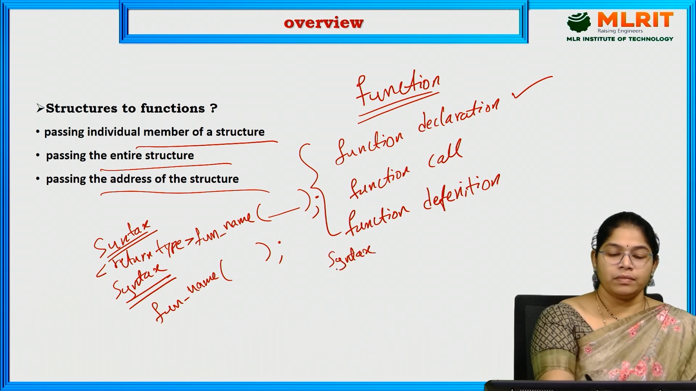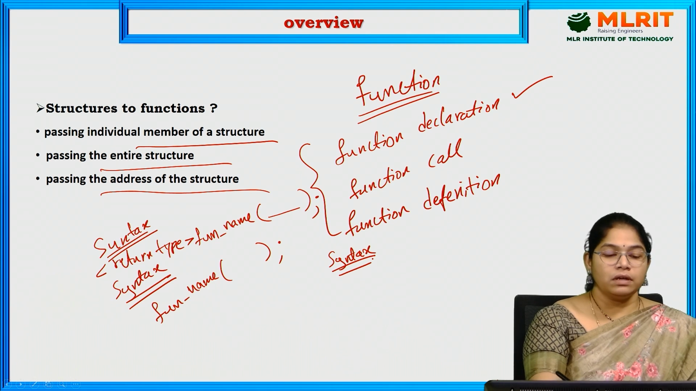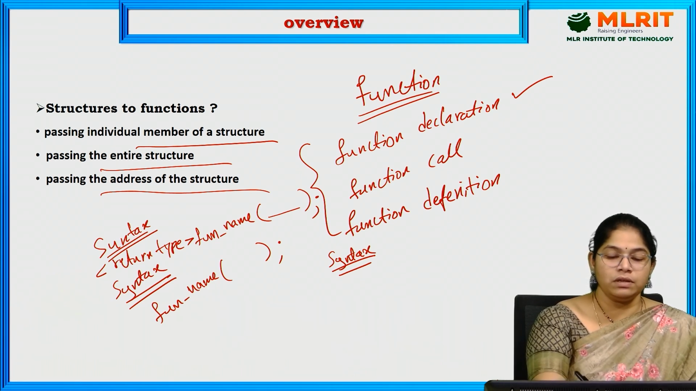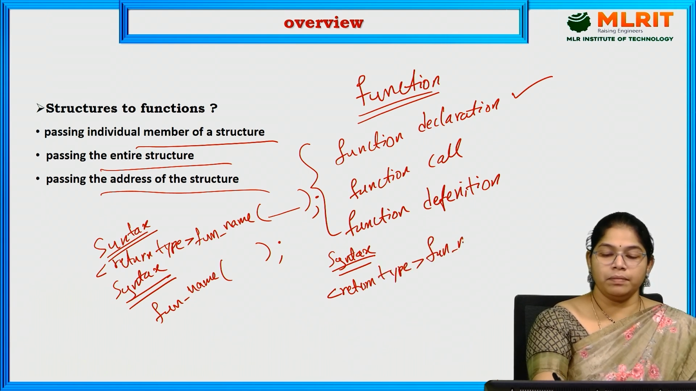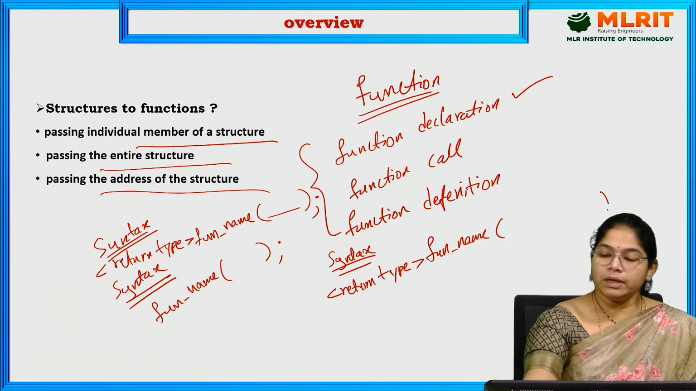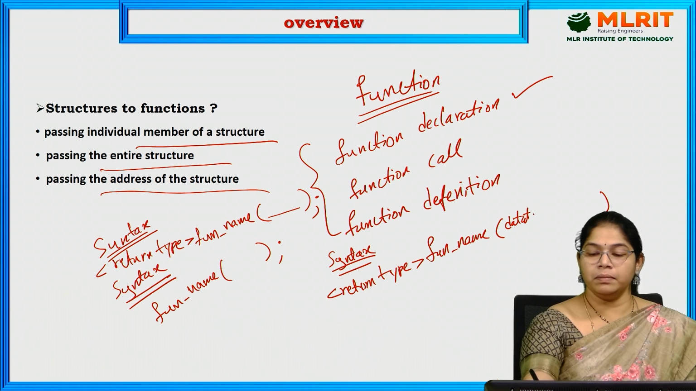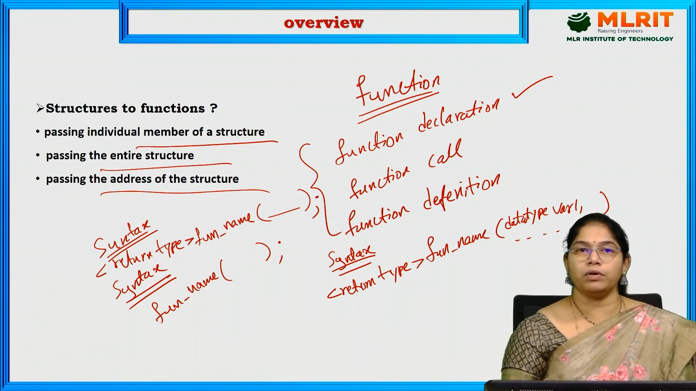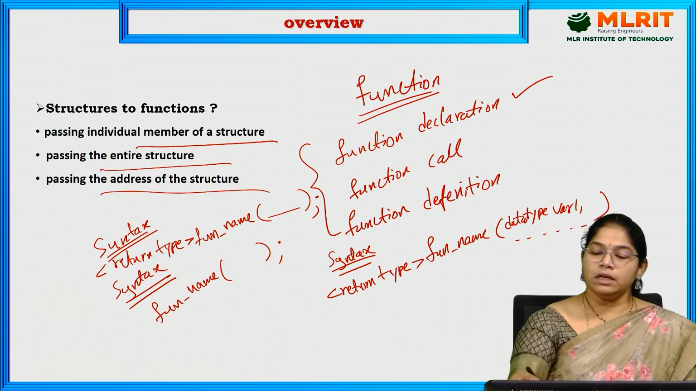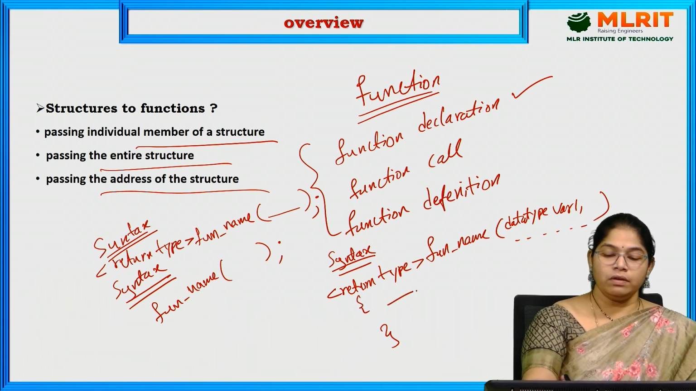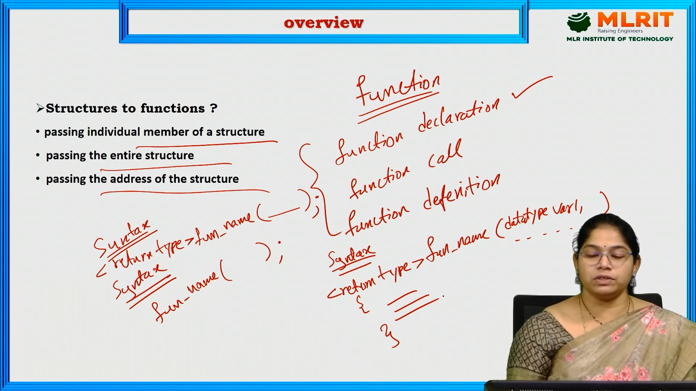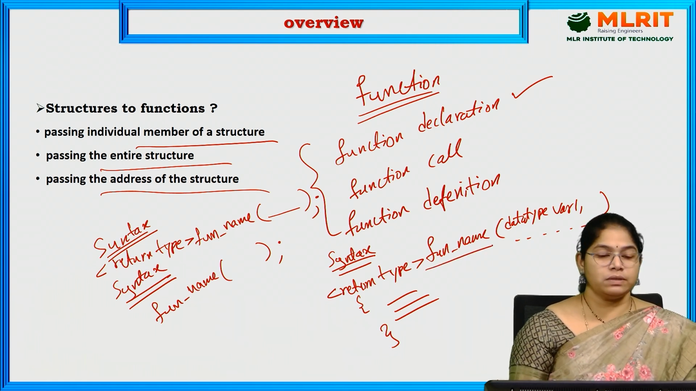And function definition syntax. This is the syntax for function definition. The definition should match with the declaration, that is return type, function name, and here we mention the list of arguments, which is of data type, variable name, let us suppose var1, so that we can declare n number of variables. It should not end with a semicolon. Here we write the definition of the function, that means what this function has to perform.